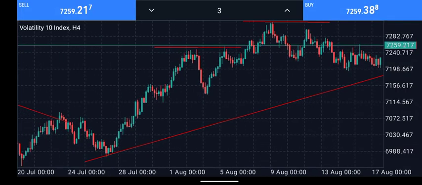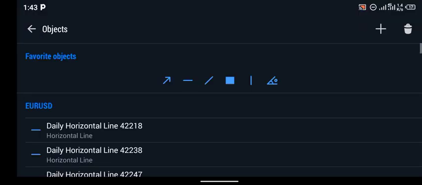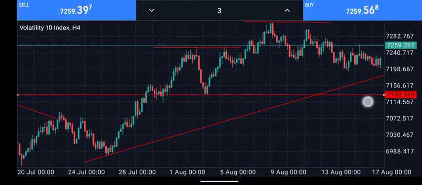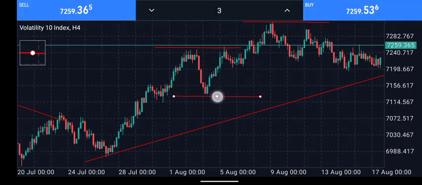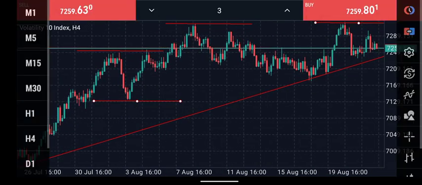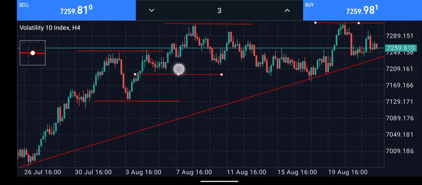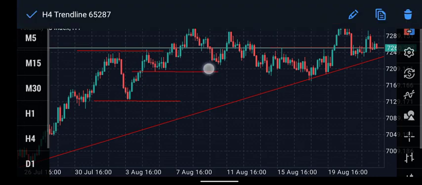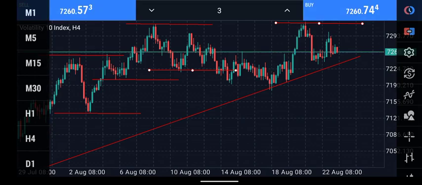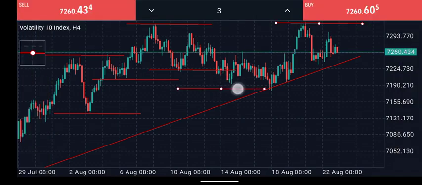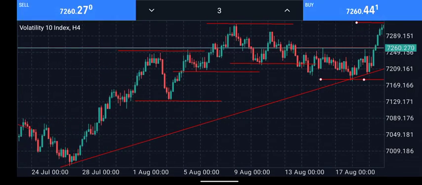Now, what is higher low? Higher low is the downside of a higher high. That is higher low. It's just the downside of a higher high. See now, this is a higher low. I can say this is another higher low, which is this one, and this is another higher low, which is this. So higher low is the downward part of the higher high. That's how I can say it.